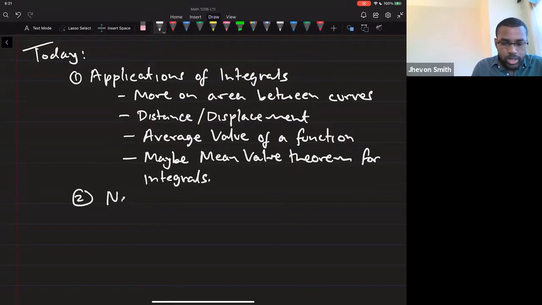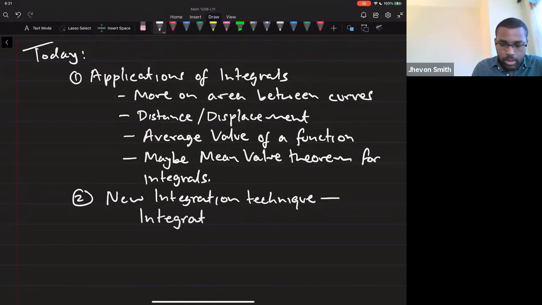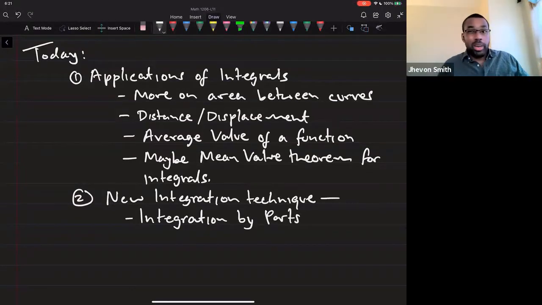Then into a new integration technique. It's going to be called integration by parts. So essentially, I taught you integration by substitution. We did that yesterday. And that is essentially the reverse of the chain rule. So of course, you have the chain rule, the product rule, the quotient rule. So you might wonder, how do we reverse all the others? Well, integration by parts is going to be the reverse of the product rule. So we're going to talk about that.